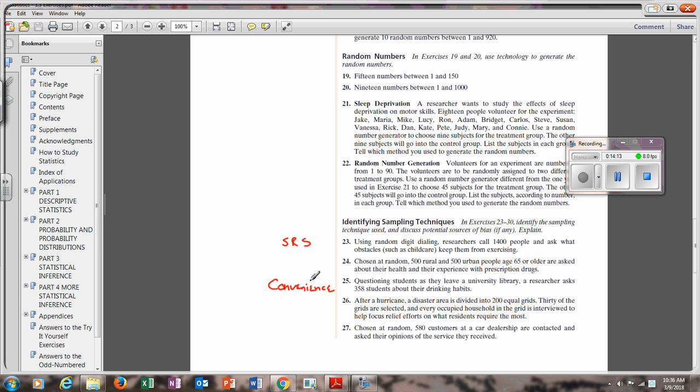For the first one, by the way, there was no potential bias that we could see, just from a simple random sample. For the second one here, the convenience sample, the kids are leaving the library, which gives you an indication that they're at least there to study. So most of the students leaving the library probably aren't going to say, oh, I drink all week long. They probably would have had a better chance if they just pulled student ID numbers.